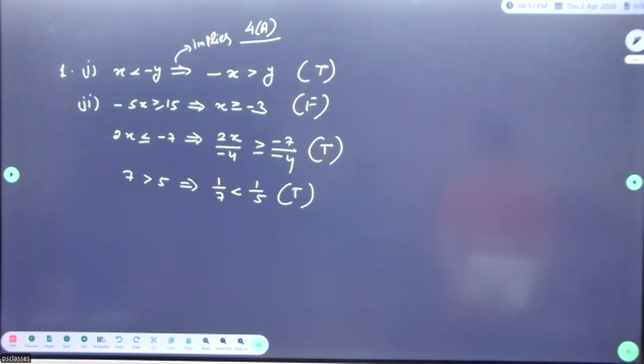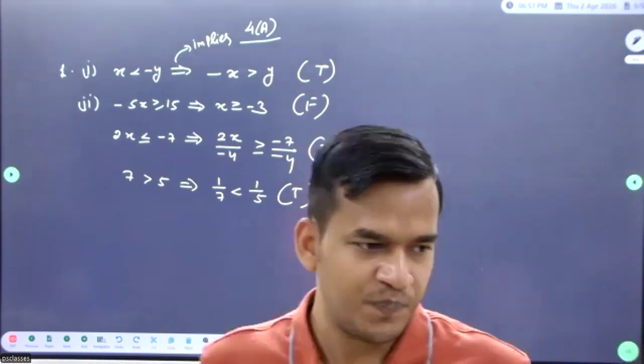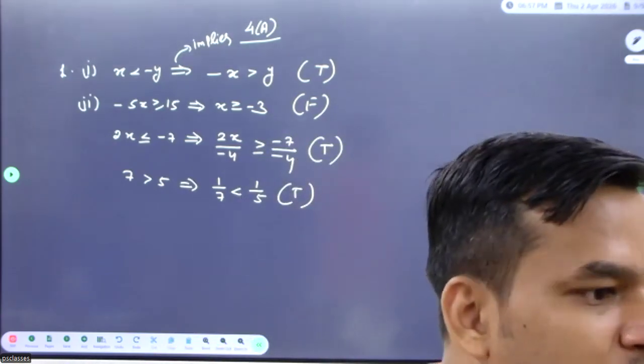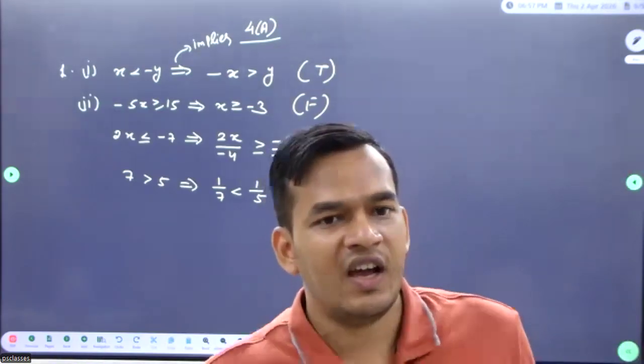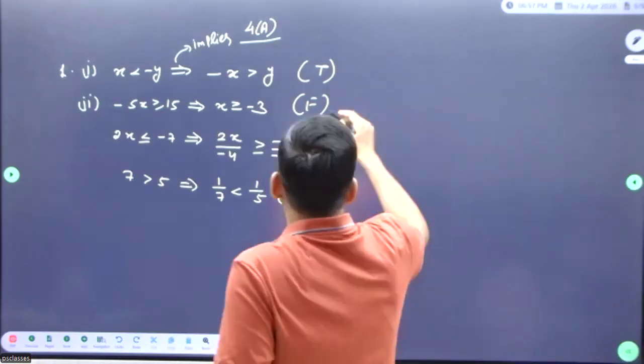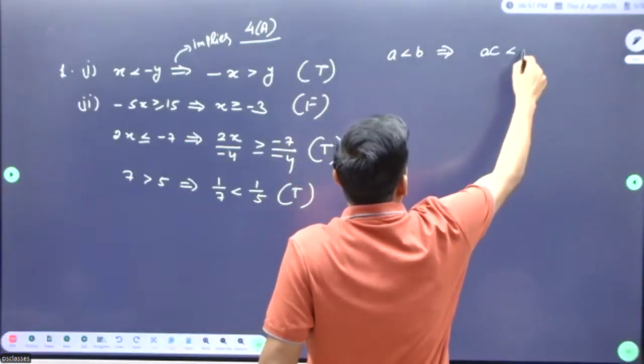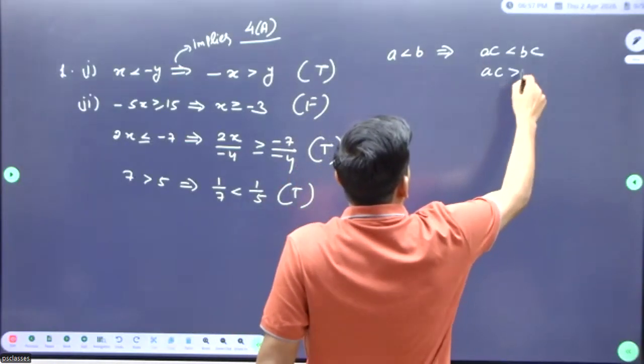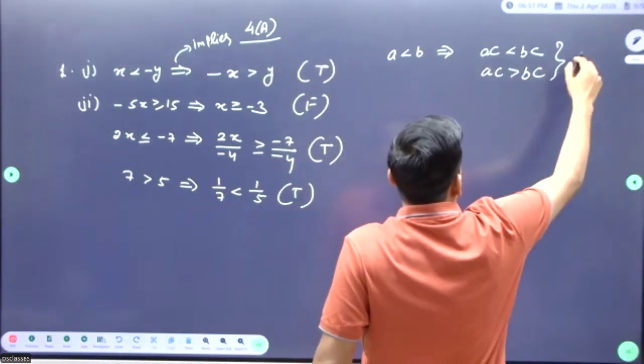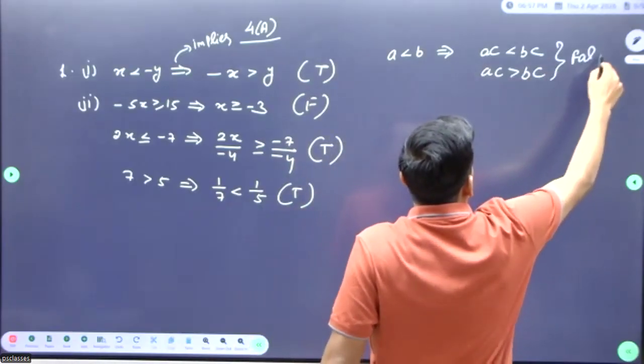Because the value of c is not known. C can be a negative number or a positive number. It is not given whether c is positive or negative. Only if the value of c is known can we tell that if a is less than b, then ac is less than bc or ac is greater than bc. Both of these statements are false.